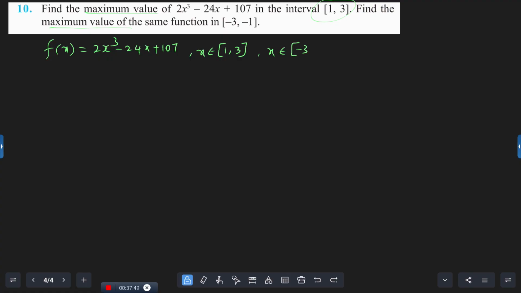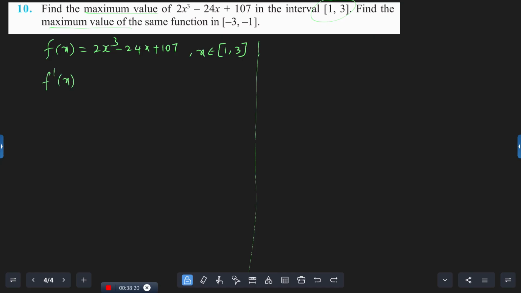In the same question there are two parts. Question number 10 is one question. I will do this first interval, and the second interval you take as homework. This is the absolute maximum, you can try it. Now let's go with the first. Case 1 I will do, case 2 you try. Case 2 is the same question in the interval [−3, −1]. Whatever I do here, you do the same thing in case 2 also.